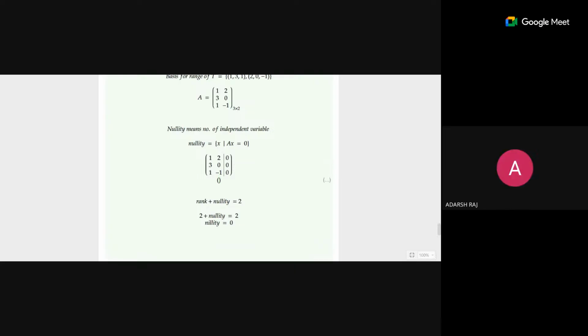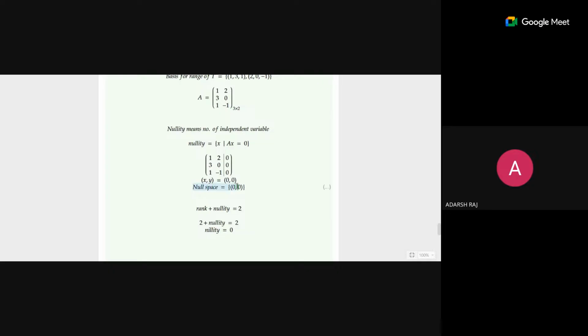If you solve this system, we get the value of x and y will be 0 comma 0. The solution for this system will be 0 comma 0. Means this is nullity, right? The null space contains only this vector, the zero vector. The vector will be 0 comma 0.